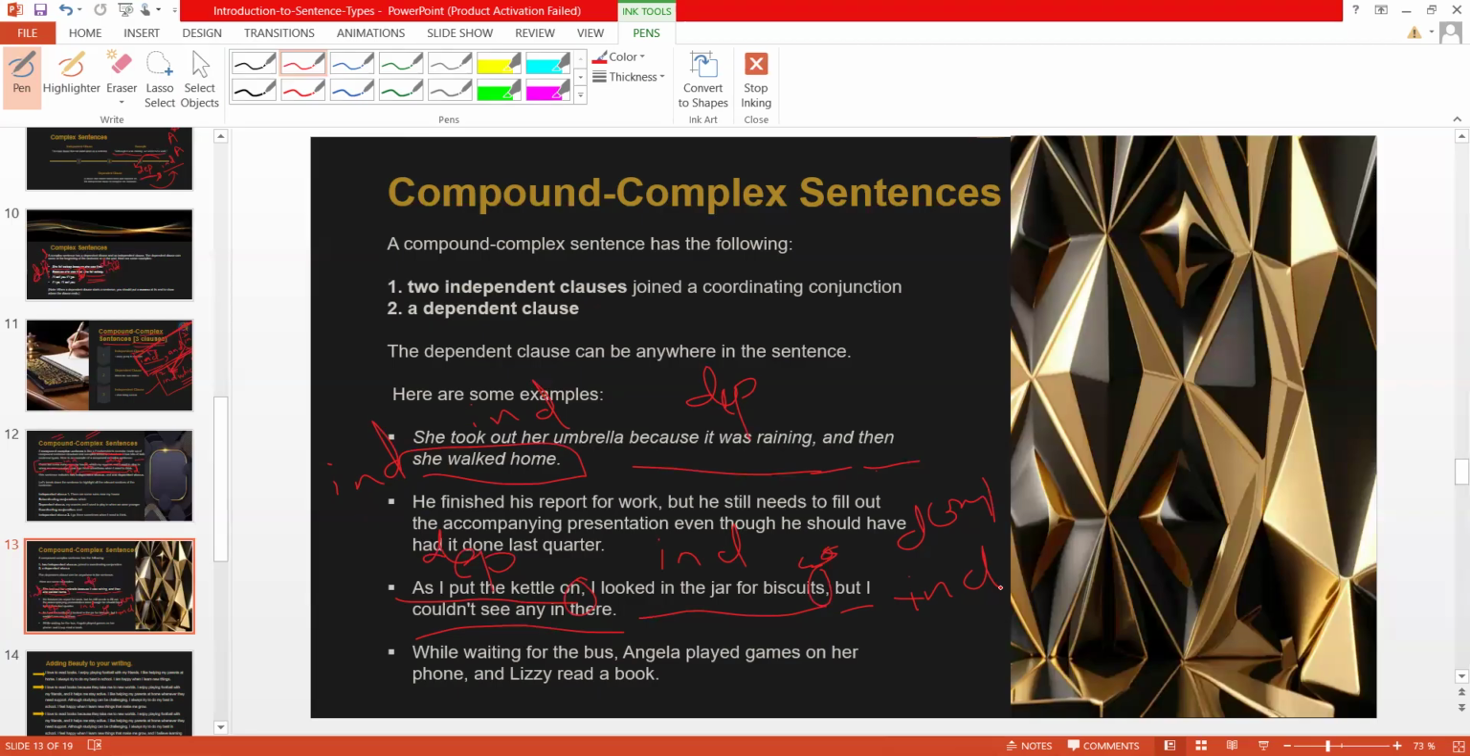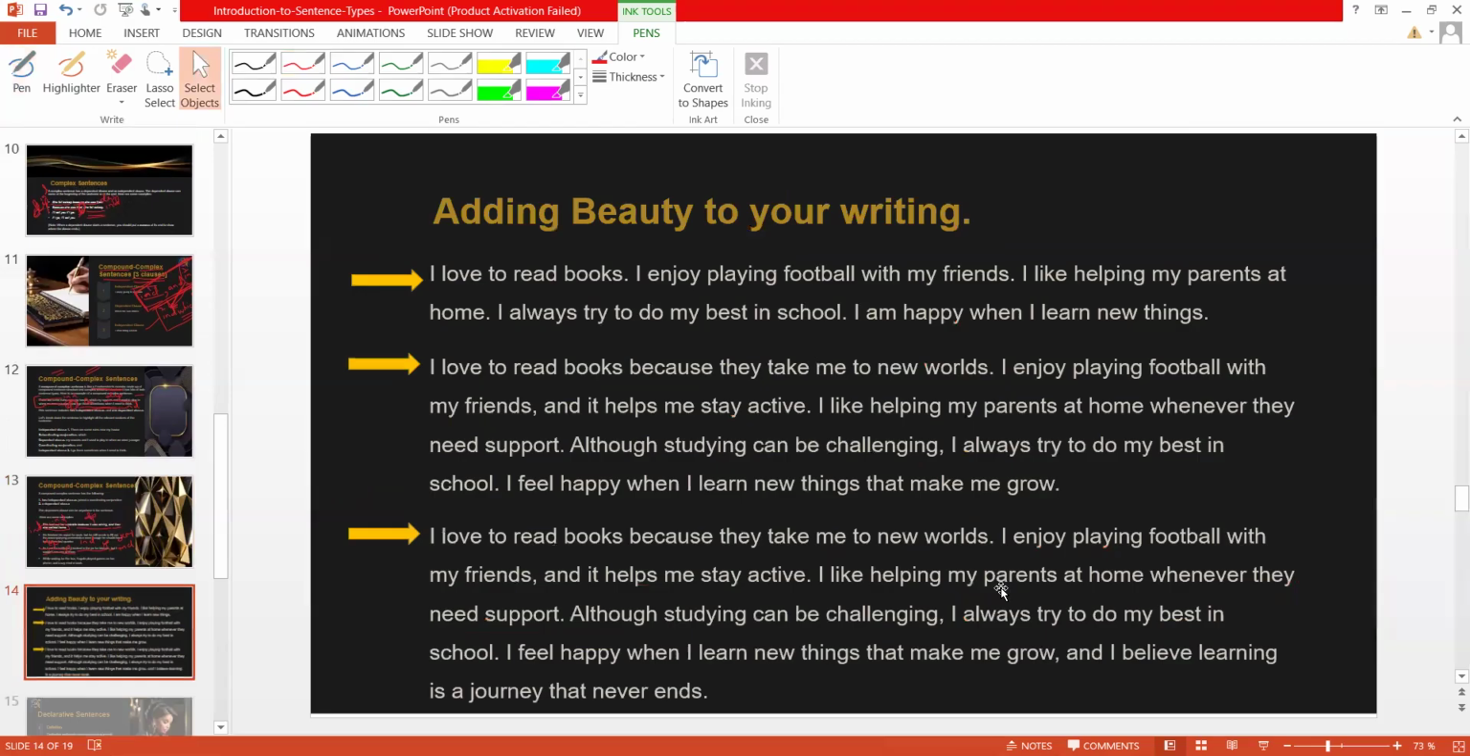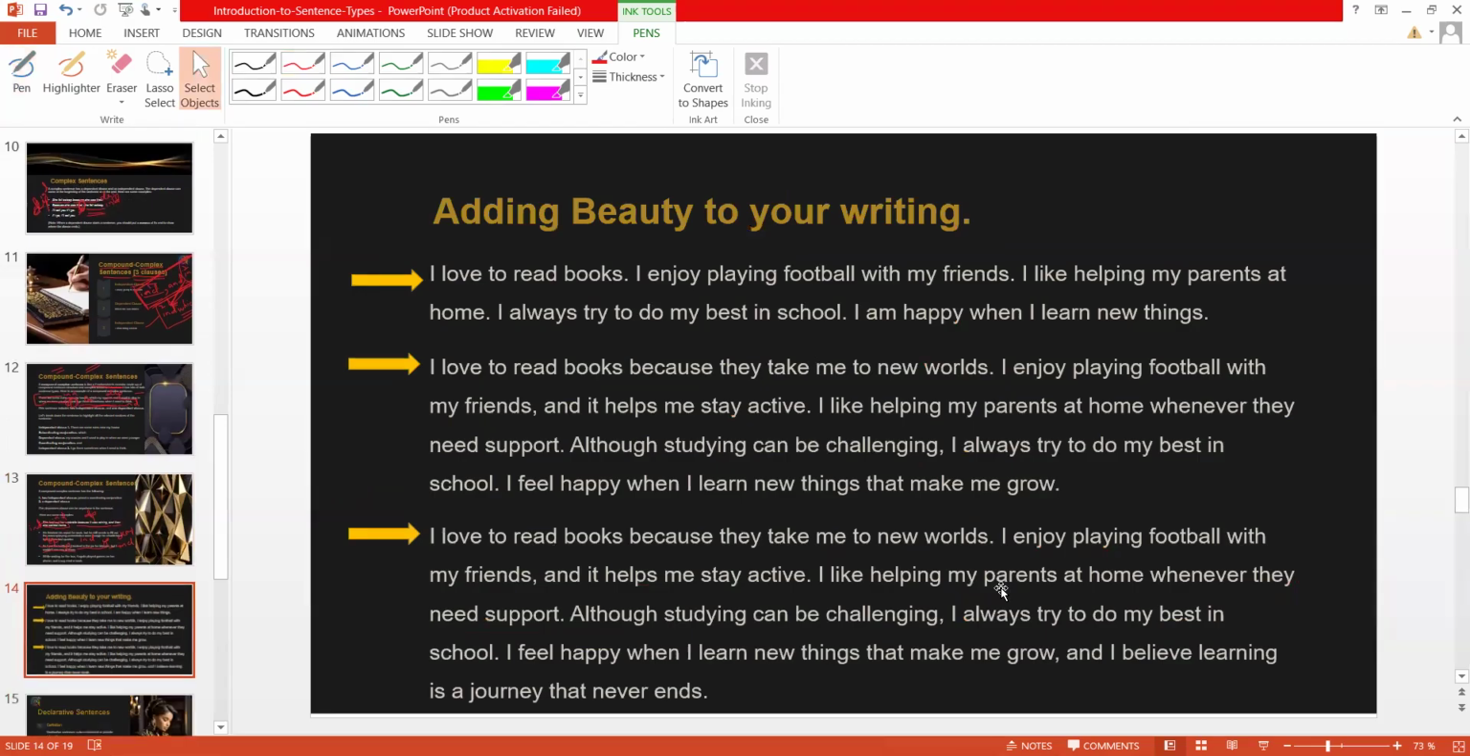Now let us have one example here, adding beauty to your writing. Why are we using all these compound and complex sentences? Why are we getting into it? Why are we making the task difficult for ourselves? Now, see, it's not about making the task difficult, we just want to add beauty to whatever we are writing.